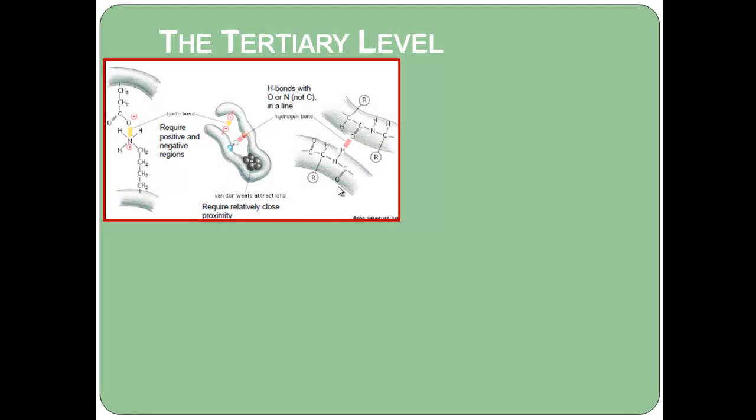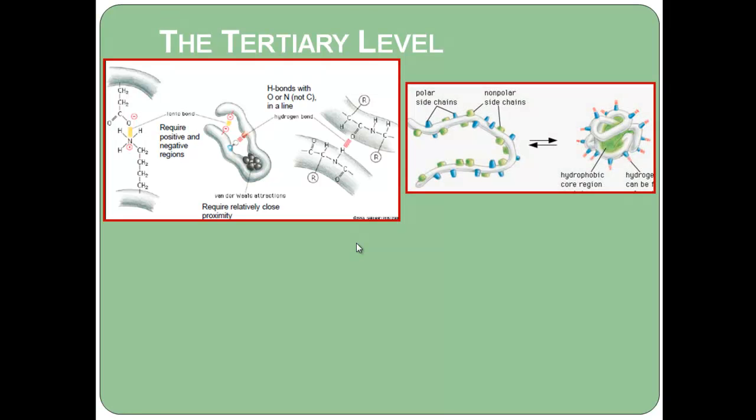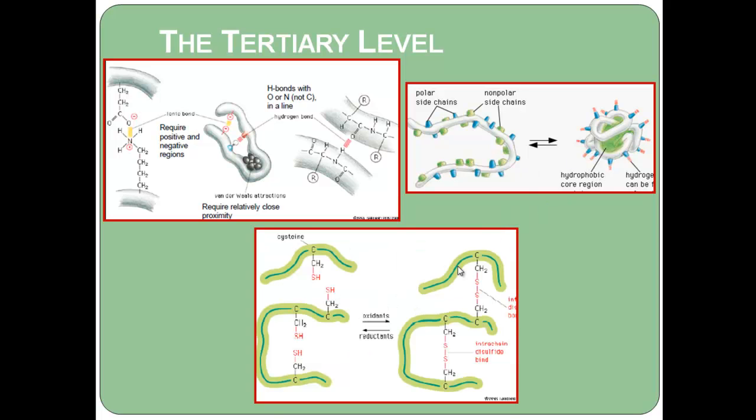This is just a brief review of the tertiary level of protein structure. These slides are from Dr. Haas's lecture. In the slide on the left, you can see ionic bonds, van der Waals, and hydrogen bonds. These ones here show you the hydrophobic interaction. Notice how the green nonpolar side chains aggregate to exhibit hydrophobic interactions. And finally, we have the cysteine side chain over here, and you form the disulfide bridges.